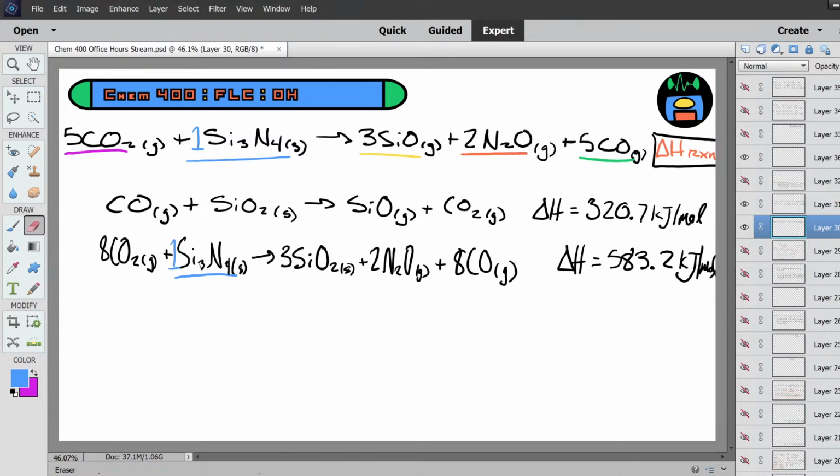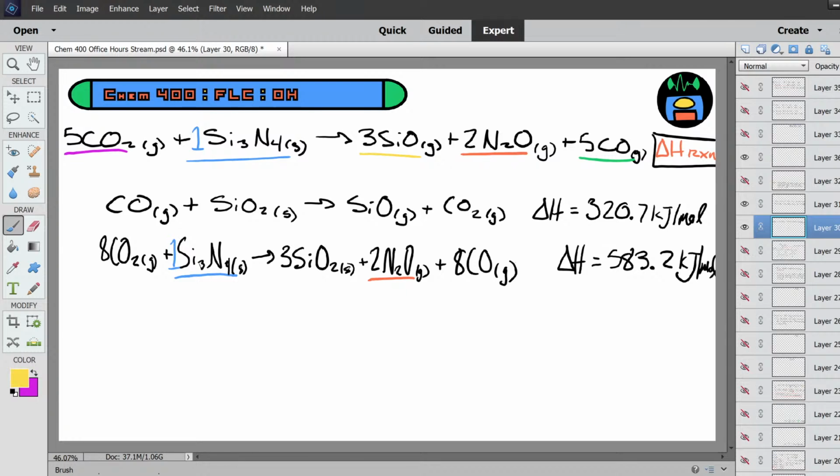So I've actually have that in place. You'll also notice that I have 2 moles of N2O on the product side. Sorry, Si3N4 on the reactant side, N2O on the product side. So those two both look good.